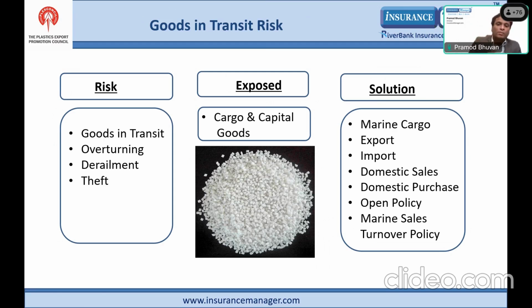It is all your raw materials. It can also be your capital goods which you import. And what is the risk? So we all understand there's a goods in transit risk. It is susceptible. उसको आग लग सकती है, चोरी हो सकता है, गाड़ी पलटी हो सकती है, और उससे बड़े रिस्क भी हमने देखे हैं.